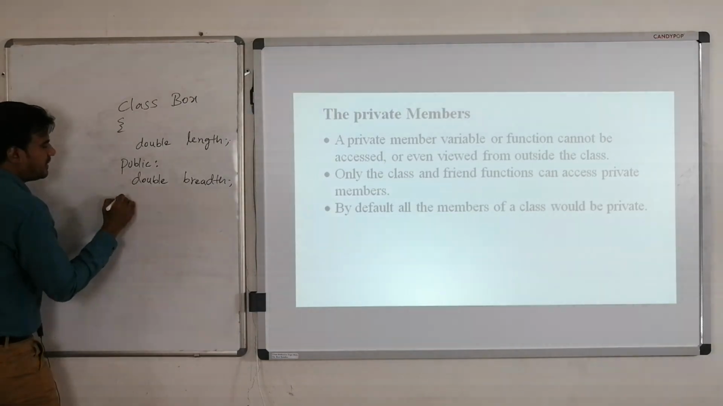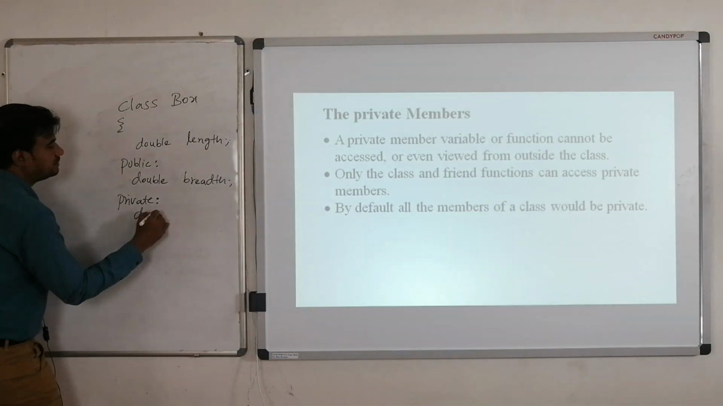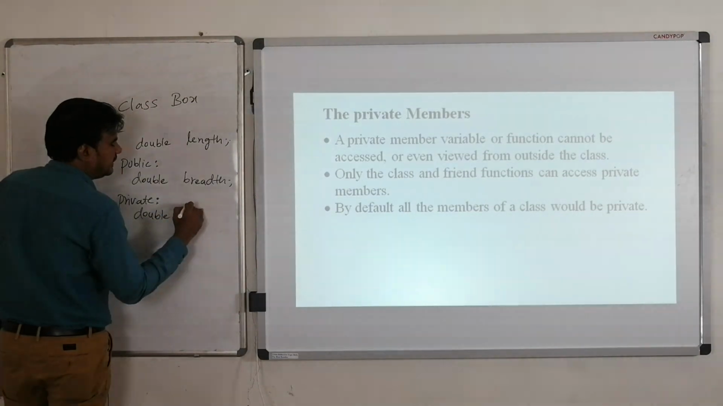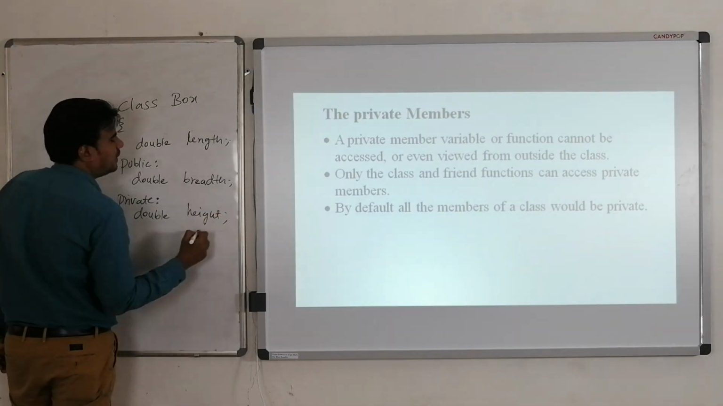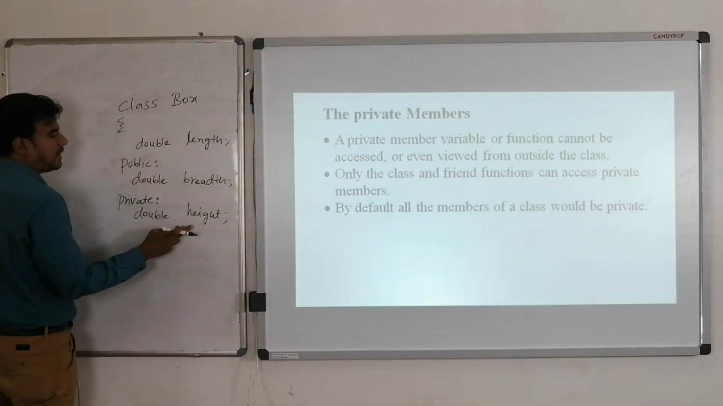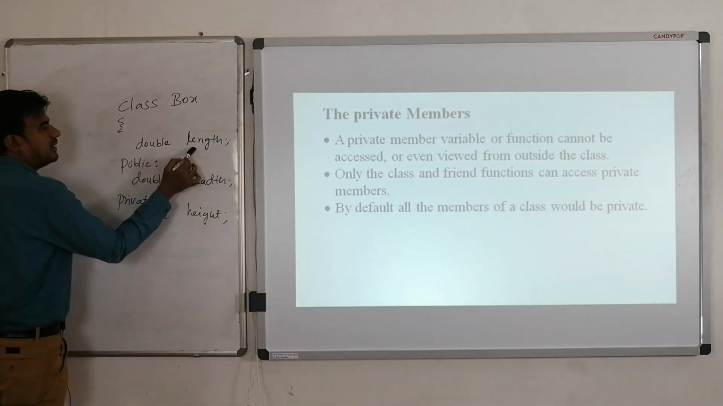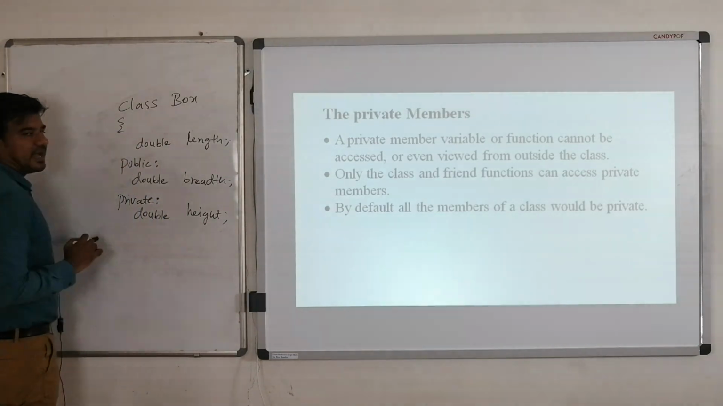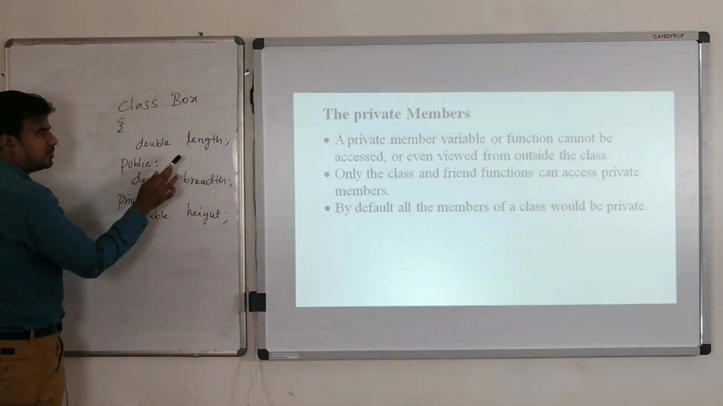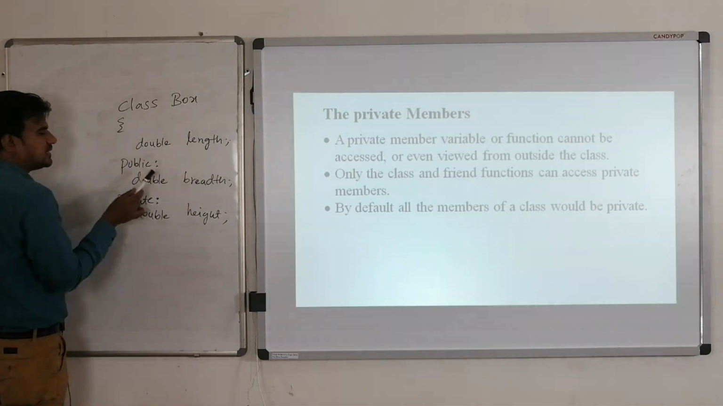So next is private double height. Okay, length, breadth and height. So in it, two data members are private. This height as well as this length, they are private. The reason is I have not specified any access modifier, so by default the access modifier will be private. So this length is also going to become private. Length is private, height is private. Breadth, whereas, is public.